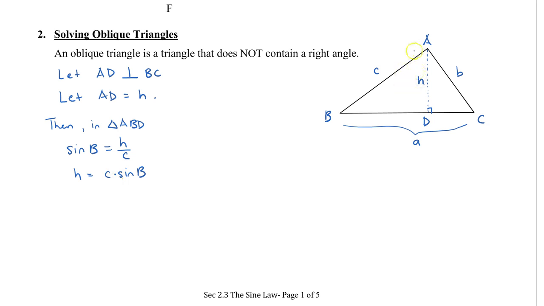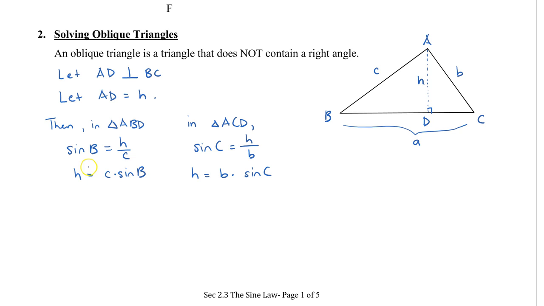All right, let's take a look at the right side of this triangle. In triangle ACD, I can do something similar. I'm going to say that sine angle C is equal to the opposite, which is H, divided by the hypotenuse, which in this case is b. So H divided by b, opposite divided by the hypotenuse. Isolating H here, we get H is equal to b times sine C.